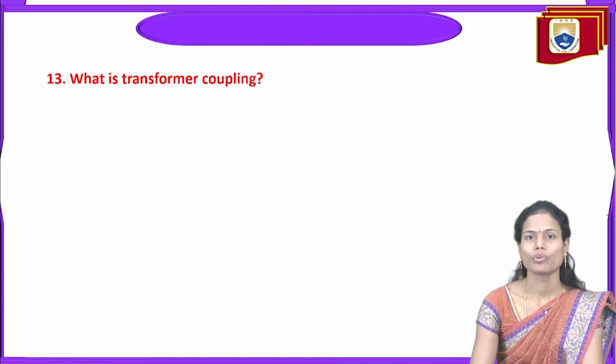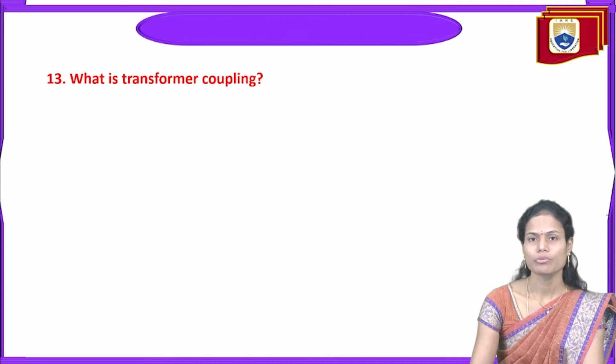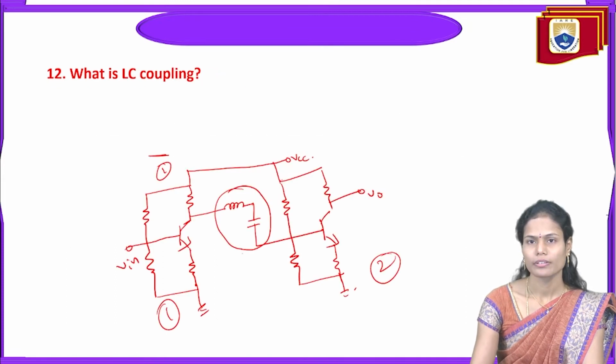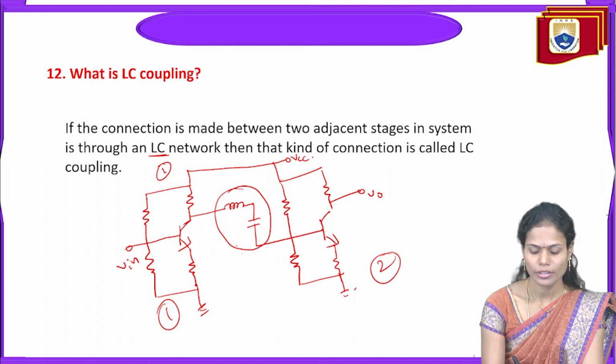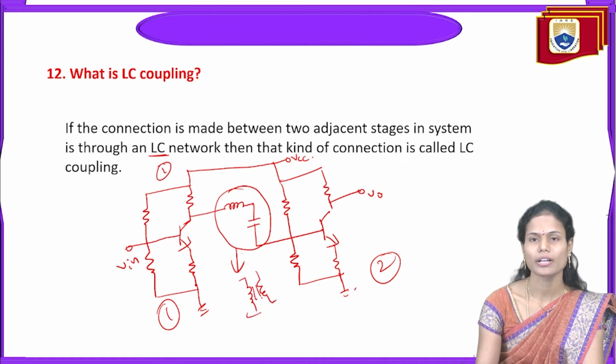And next, what is transformer coupling? Transformer coupling is nothing but, in the multistage amplifier, when we want to interconnect two internal stages, if we utilize the transformer as the coupling element, it is the transformer coupling. So in this particular circuit, if we replace this LC circuit with the transformer, it will become the transformer coupling.